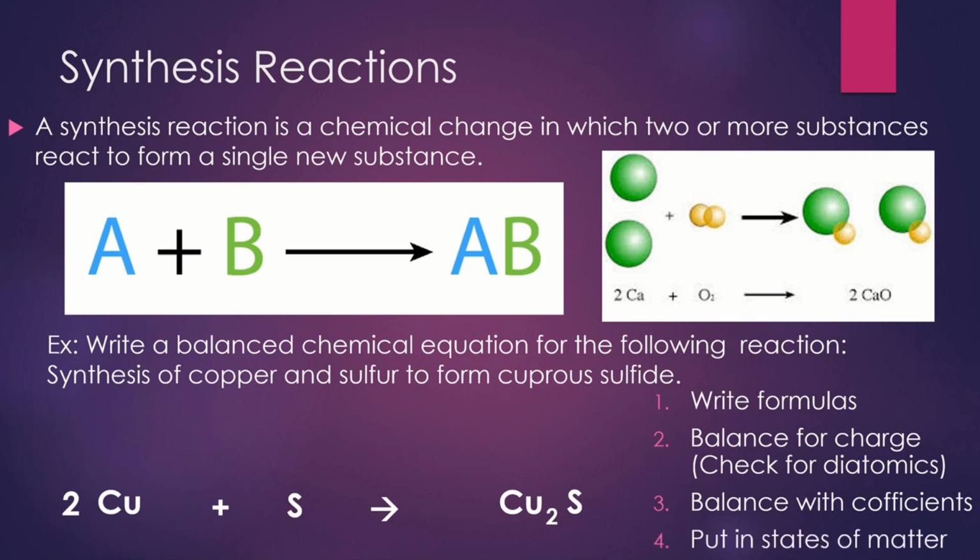Finally, insert your states of matter. Copper is a metal, so elemental copper will be solid. Sulfur is a non-metal, but it's not one of our gases, and it's not one of the two liquids, so it's also solid. Cuprous sulfide is an ionic compound, solid. Now you've written your first balanced chemical equation.